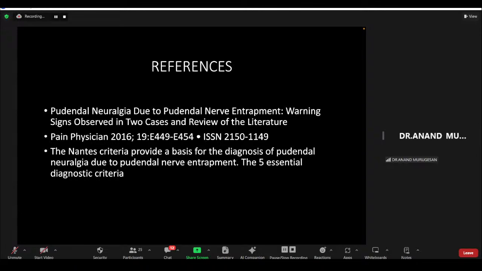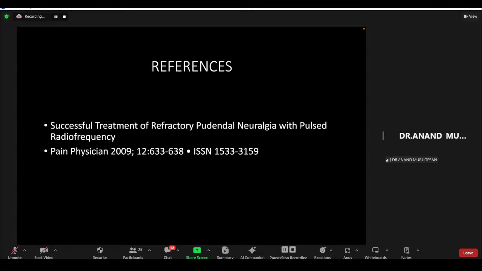This lacks a little bit of specificity because this is a completion criterion. Even without a nerve entrapment, if there is some other cause for pudendal neuralgia, your pudendal nerve block can relieve the pain. So this has a little less specificity when compared to the other four Nantes criteria of pudendal neuralgia due to nerve entrapment. This study in Pain Physician 2001 talks about the treatment of pudendal neuralgia of entrapment etiology with pulsed radiofrequency.